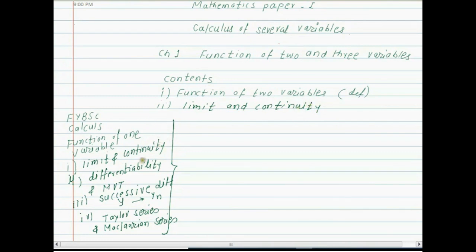Then we will define partial derivatives because it is a function of two or more than two variables. So instead of one there are more variables. So we can differentiate with respect to each one of these variables. So it is called partial derivatives: derivative with respect to each of the variables in the function.